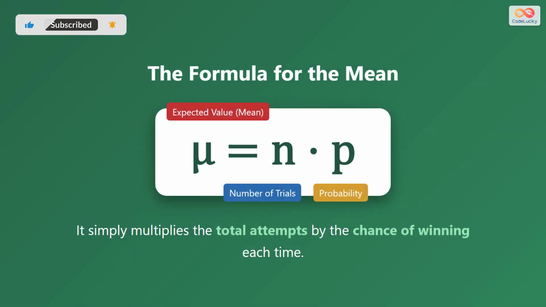Here is the formula for the mean, also known as the expected value. It is remarkably simple. Mu, the symbol for the mean, is equal to n multiplied by p. You simply take the number of times you try something and multiply it by the probability of winning each time. That is it.